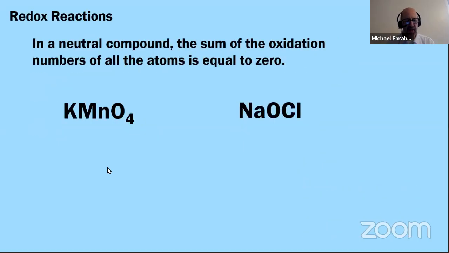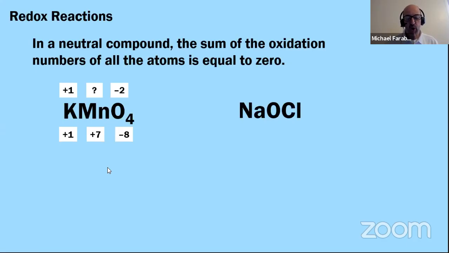I've got KMnO4. Now, potassium is obvious and oxygen is obvious, but manganese we don't know. So potassium is +1, alkali metal. Oxygen is normally -2. Manganese we don't know. Well, how many oxygens do we have? We have 4 of them. That's -8. That's going to make the manganese in this particular compound +7, since in a neutral compound, the sum of the oxidation numbers of all the atoms is equal to 0.